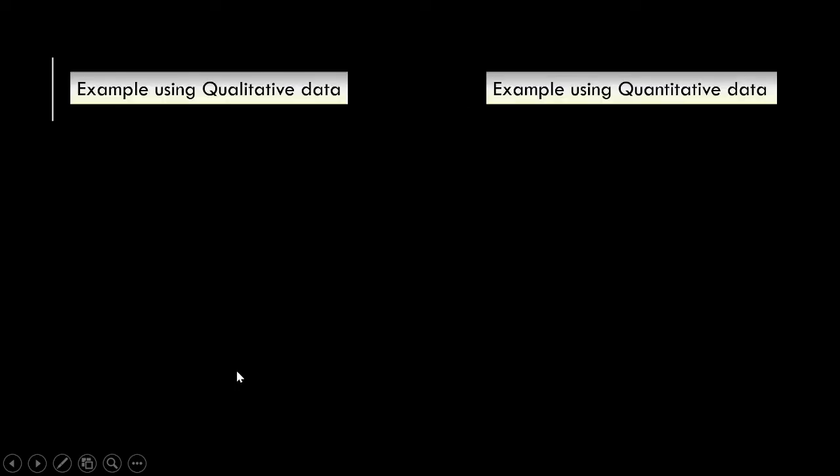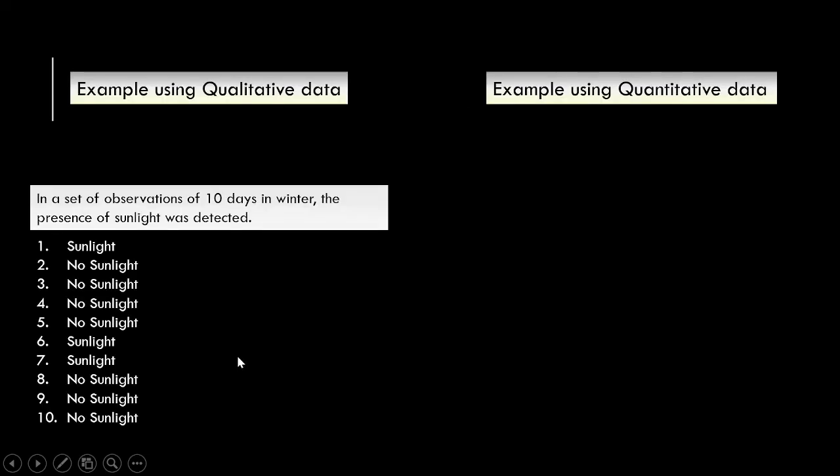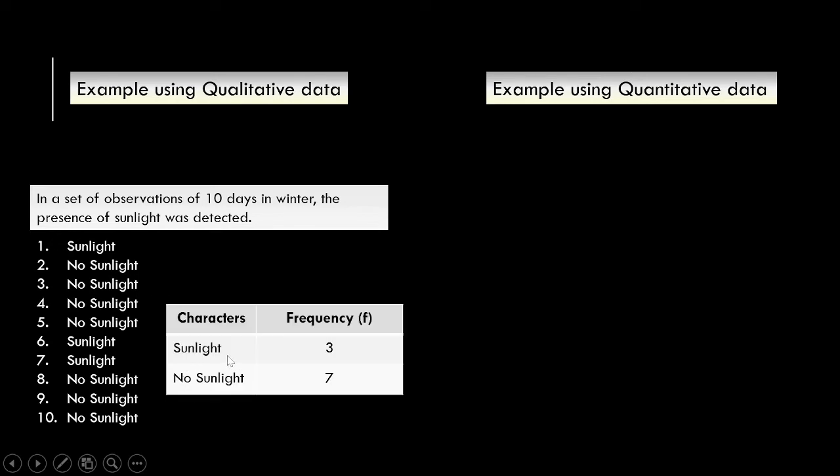In this example, there is a set of observations of 10 days of winter season. The presence of sunlight is a qualitative variable which may have two outcomes, sunlight and no sunlight. In the frequency table, these two components can be written as characters, sunlight and no sunlight, and their frequencies can be written side by side.